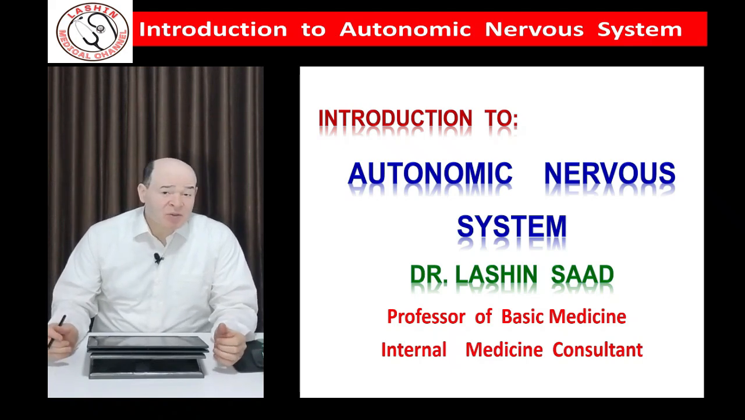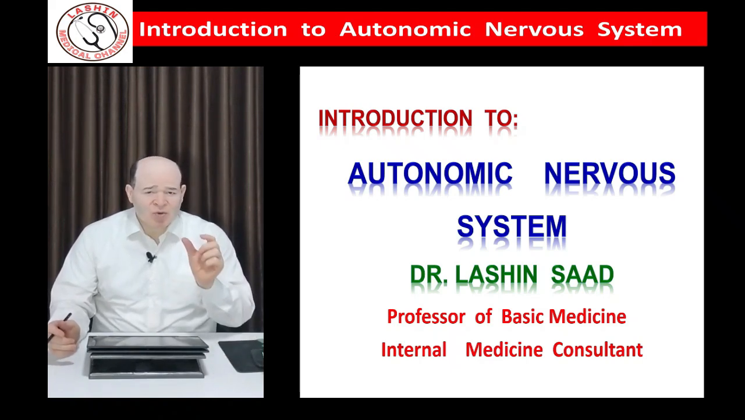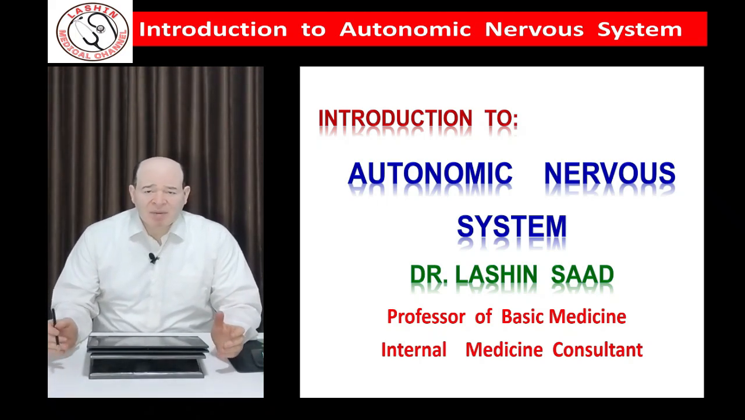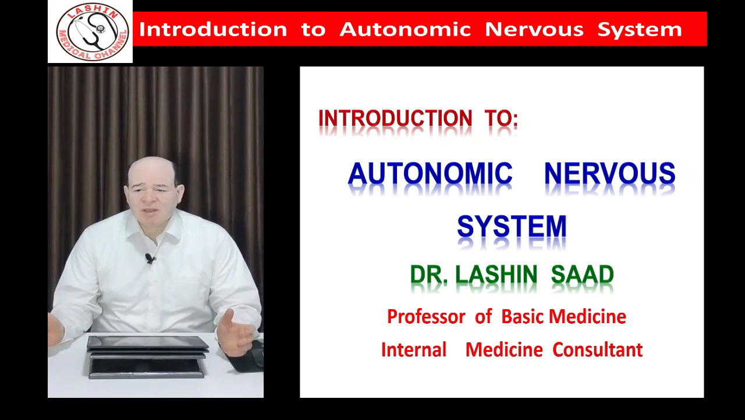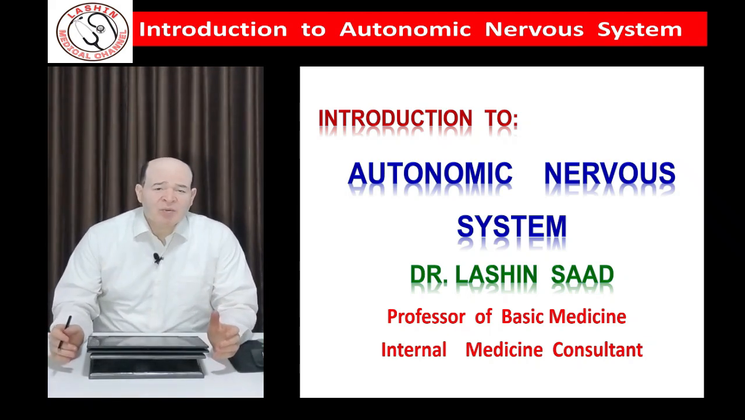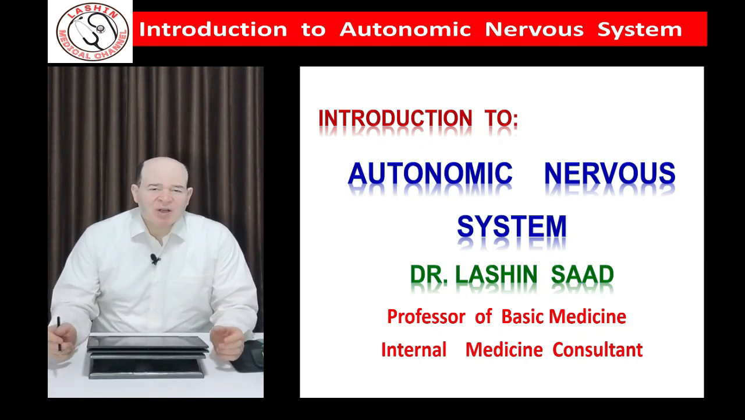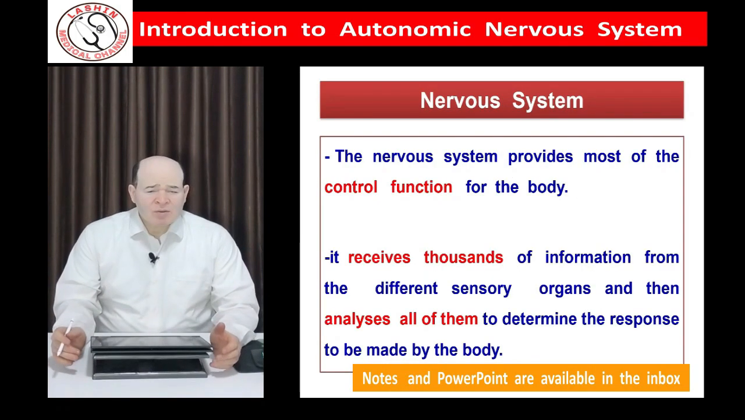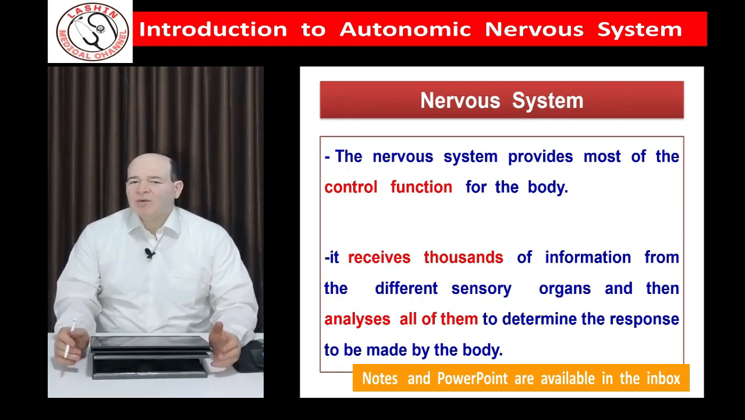We are starting with the autonomic nervous system, which is a small entity of the nervous system. Today we are speaking about an introduction to the autonomic nervous system. Before we enter into the details of the autonomic nervous system, we have to know a general idea about the structure of the nervous system. However, the details of the nervous system will be discussed later on in the lectures of the central nervous system. So our nervous system every second receives thousands of pieces of information.